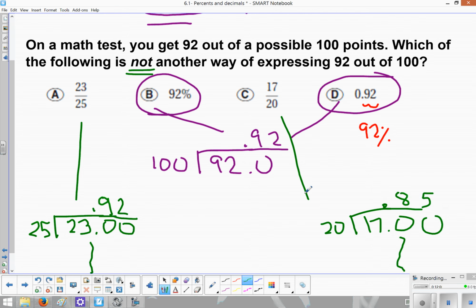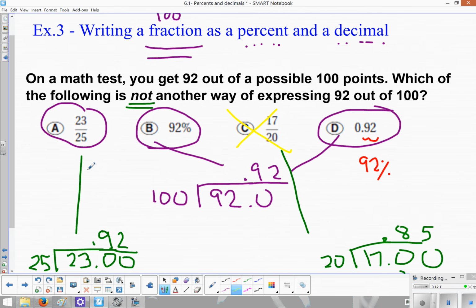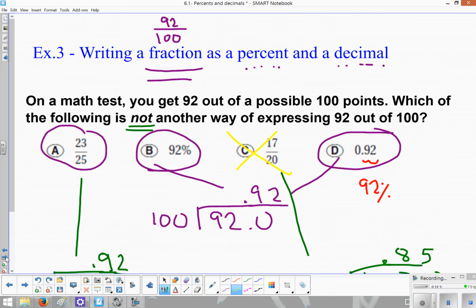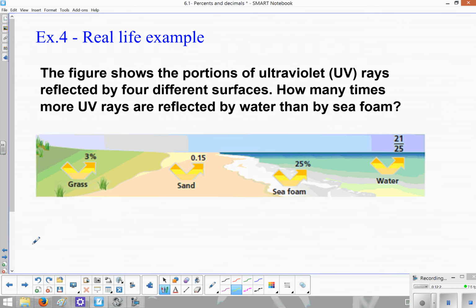As you can see, 0.85 does not match this, does not match this. So this is actually belonging to the purple family. So the one that didn't belong is answer C. So that would be the answer. Okay? All right. In our last example, I'm going to go ahead and do a real life example for you.